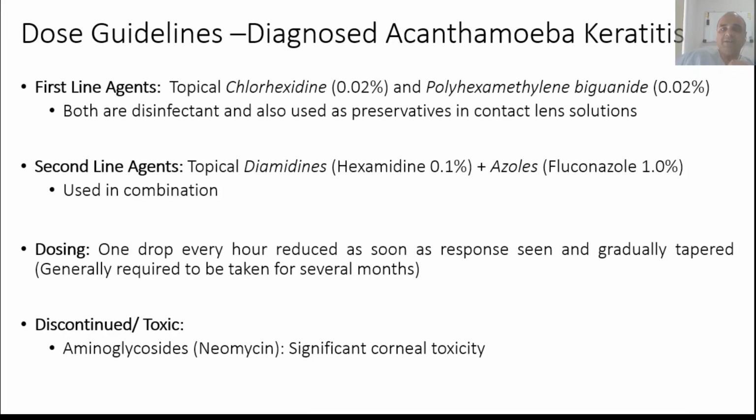Second line agents are diamidines and azoles. The strengths are given here. Second line agents are always used in combination, so you use diamidines with azoles. The first line agents can be used by themselves, chlorhexidine or polyhexamethylene biguanide. There are other drugs that are usually listed in books, aminoglycosides and others. We don't give aminoglycosides anymore because they have quite a lot of corneal toxicity and can actually make things worse.